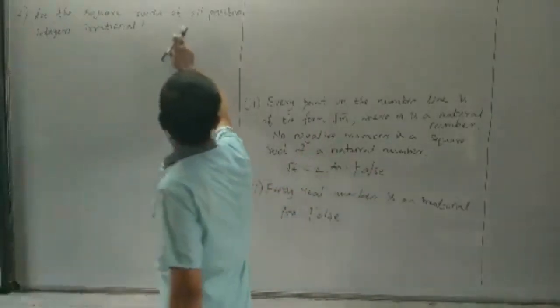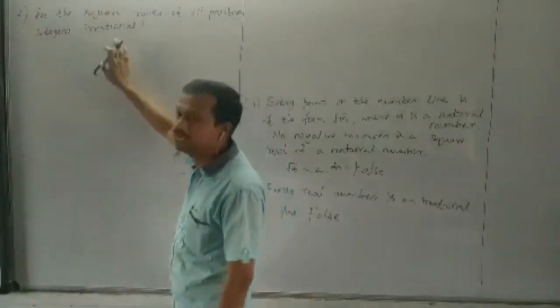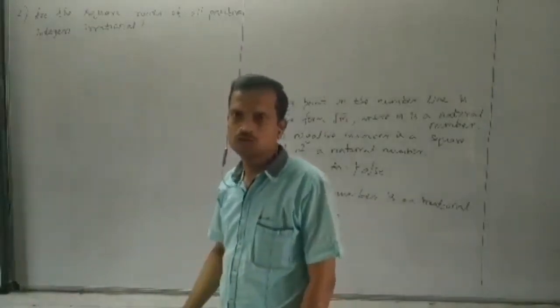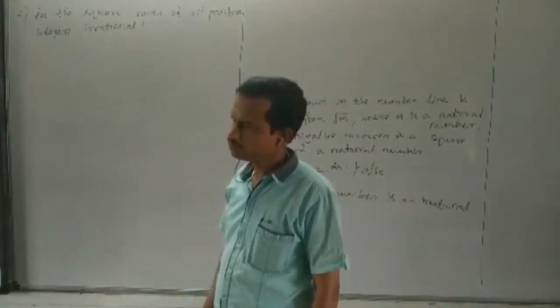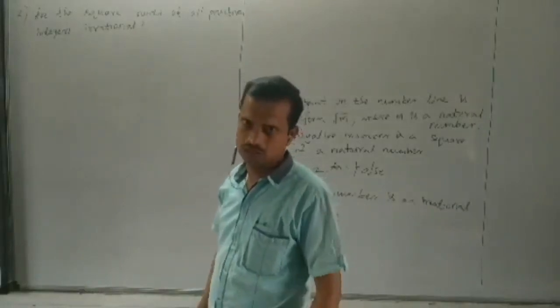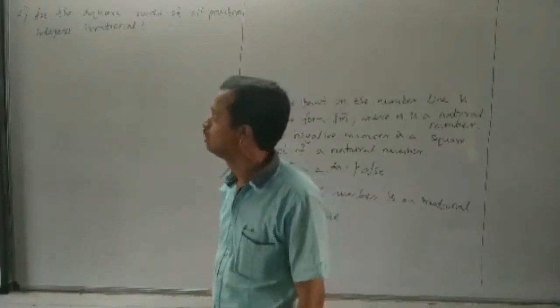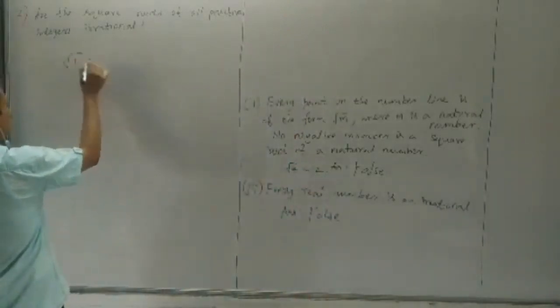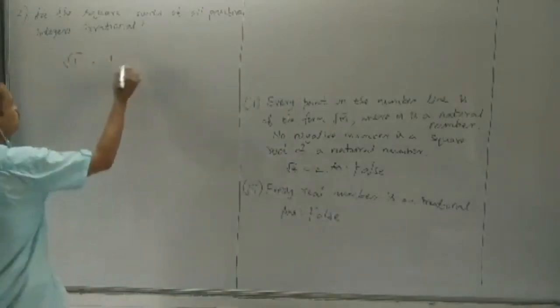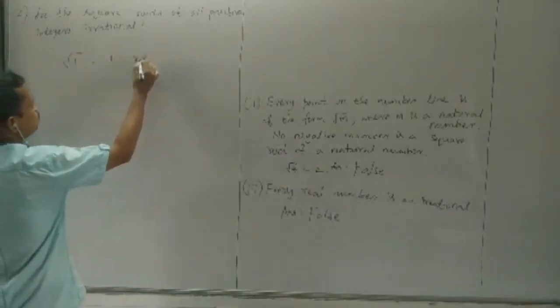Are the square roots of all positive integers irrational? Positive integer means 1, 2, 3, etc. That is nothing but natural number. That is the positive integer. So if you take square root of 1, you get 1. It is what? Rational.